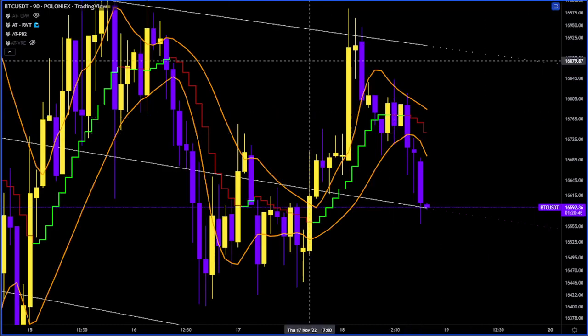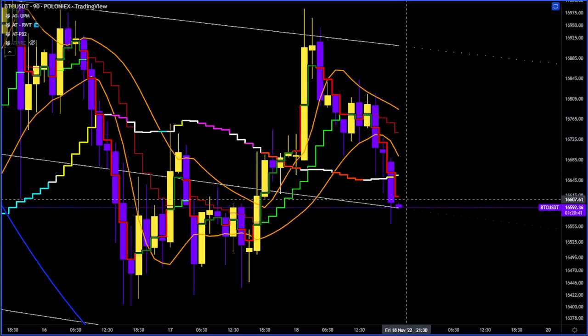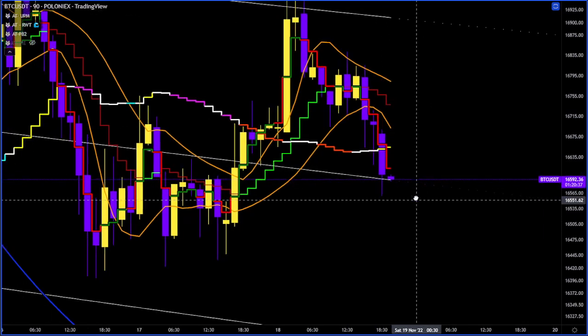Okay, what can we see here? We can put our ultimate power mean on. We can see that we've had our follow through to the downside. Now we're basing ourselves off of a 90-minute distribution level.